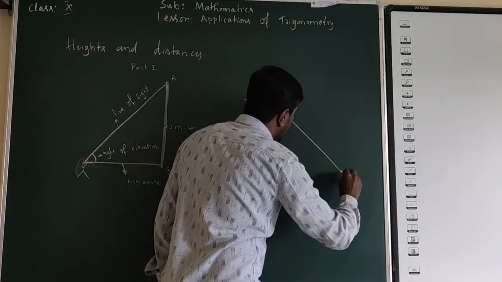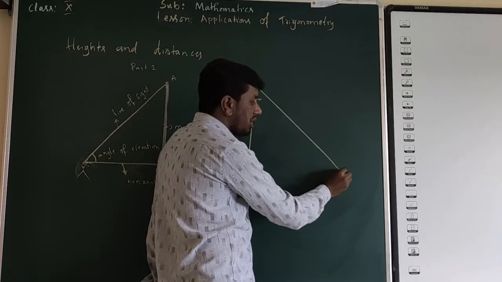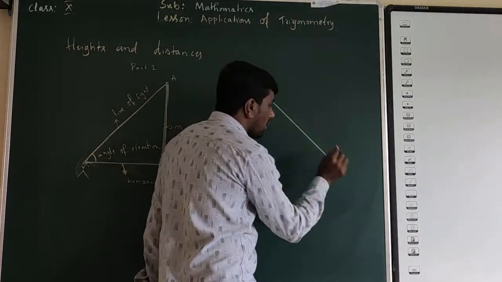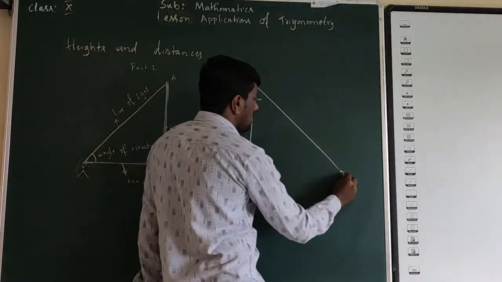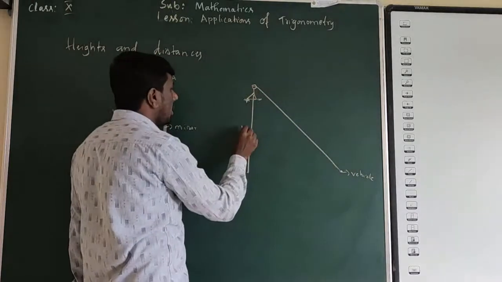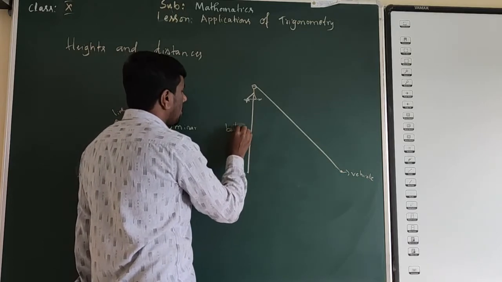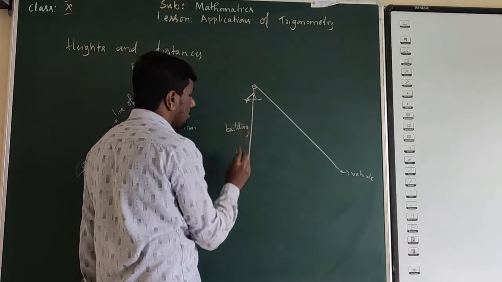Draw a line from your eye to the object. The object is a vehicle which is parked on the road. Okay, so this is a vehicle now. You are on a balcony. This is a building. Okay, so this is the building.